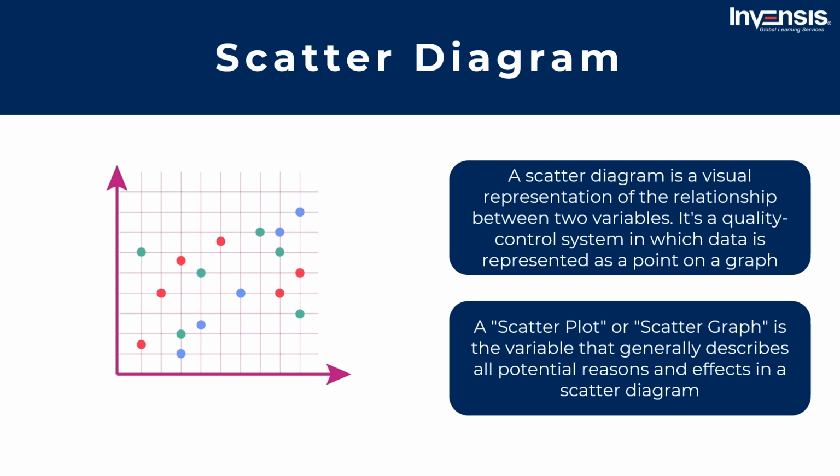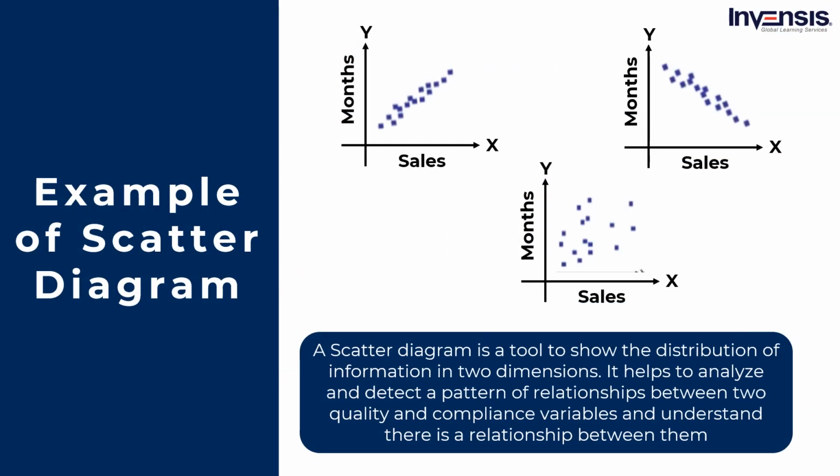Scatter diagrams are also used to determine the relationship between these two variables. If the variables are connected, the points will fall on a line. Correlation can be positive, implying that the points are increasing, or it can be negative, implying that the points are decreasing, or there might be no correlation at all. Here are a few examples of scatter diagrams.